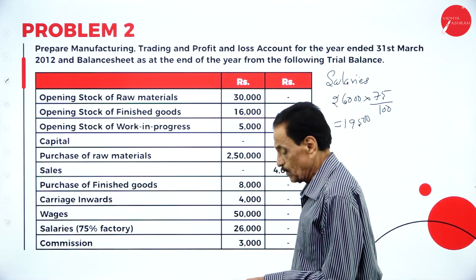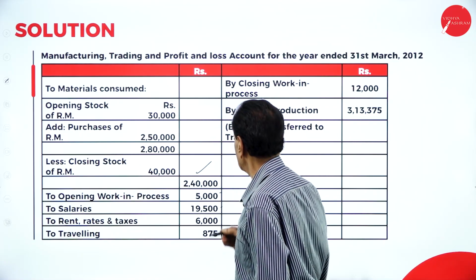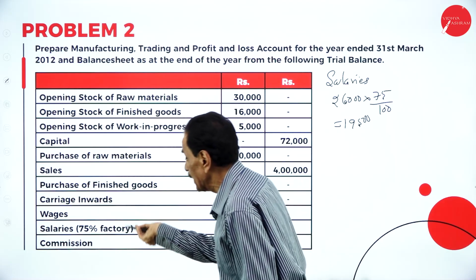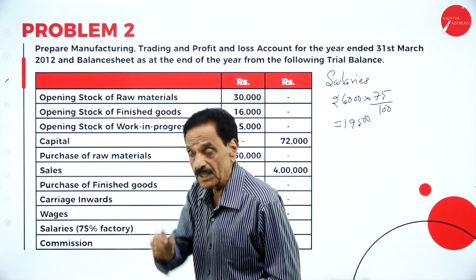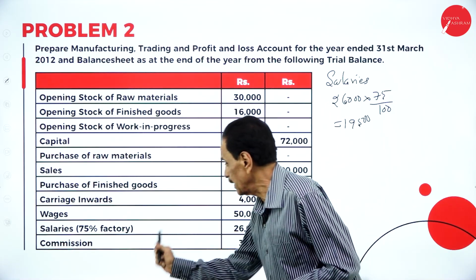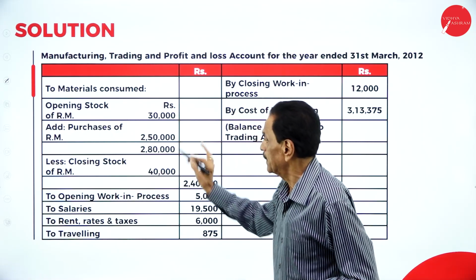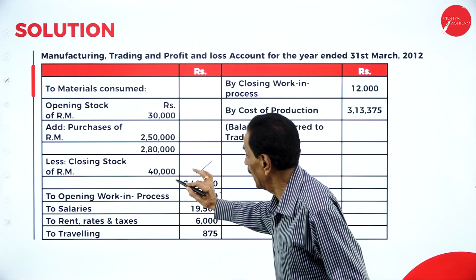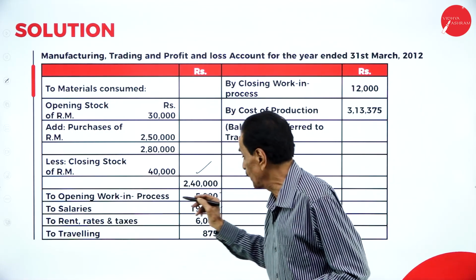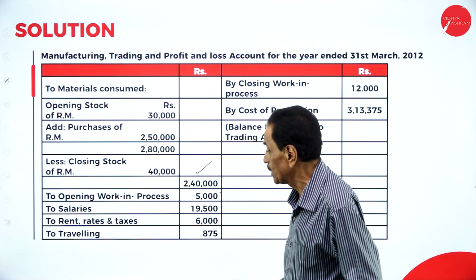See how much will come in the manufacturing account. Salary 19,500 will come in the manufacturing account. See what we worked out, 19,500. The remaining balance now goes to profit and loss account. Commission, here commission is 3,000. Opening stock of raw material 30,000. Add purchase, which should be added, minus closing stock, which should be deducted. Add opening work in progress given. Salary, this is 75% of 26,000.